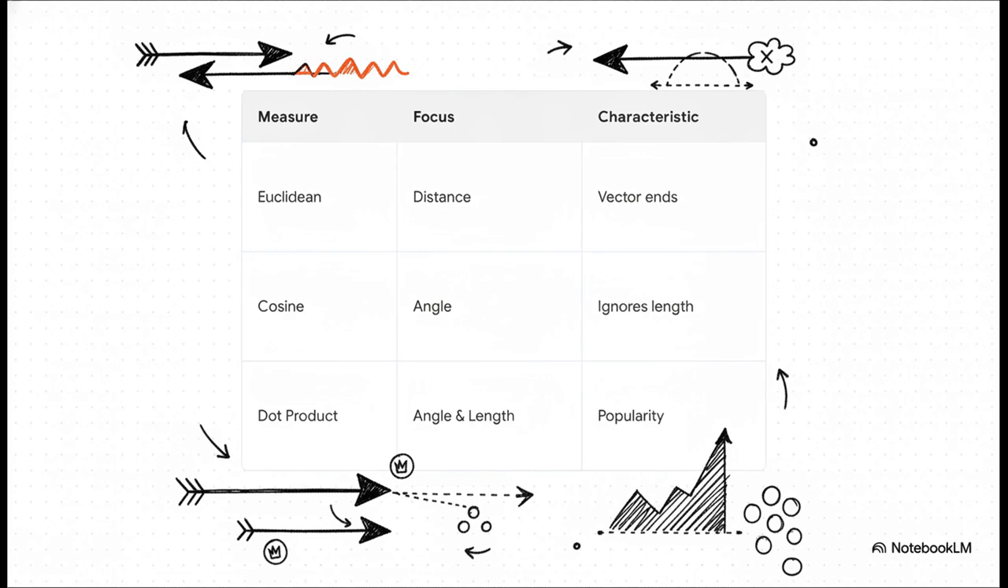Okay, once we have our embeddings, we need to mathematically compare them. We can use Euclidean distance to check the physical distance between vector ends. We can use cosine similarity, which focuses purely on the angle between vectors and completely ignores their length. Or we can use the dot product.